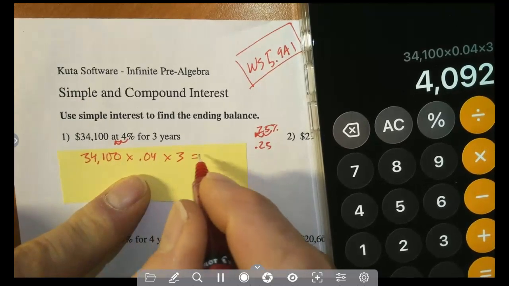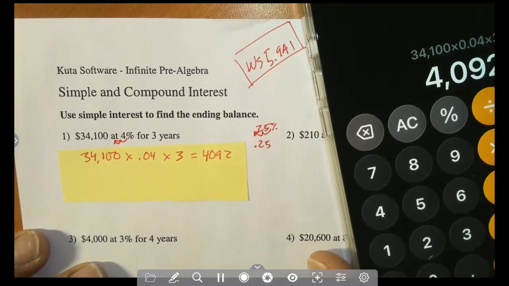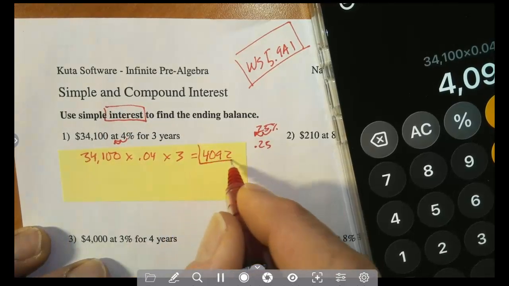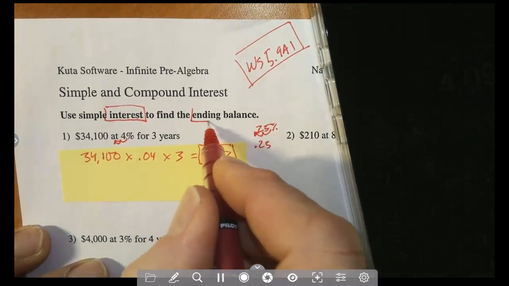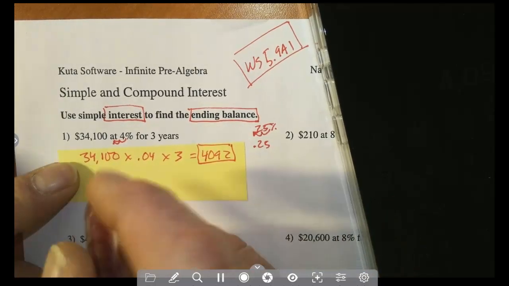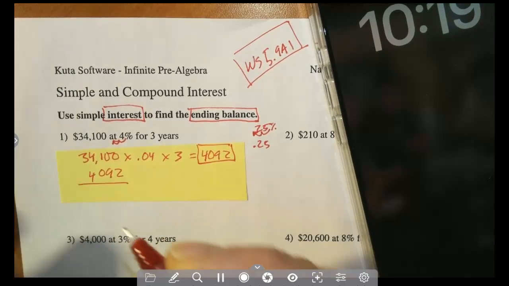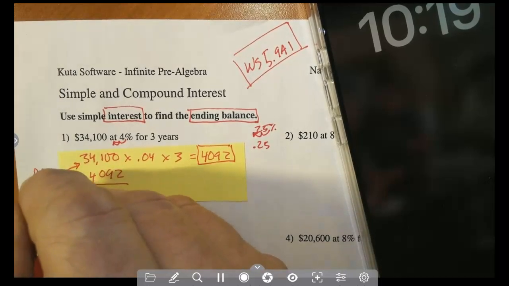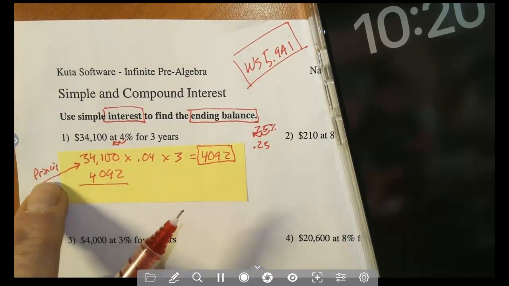This is 4,092. Now, there are some important things that you need to understand here. This is the interest. This is the money that you earned. So, the paper is asking you for the ending balance. To get the ending balance, you have to take this 4,092, I just write it right down here, and add it to the principal. This is the principal. This is what you started with, the principal.